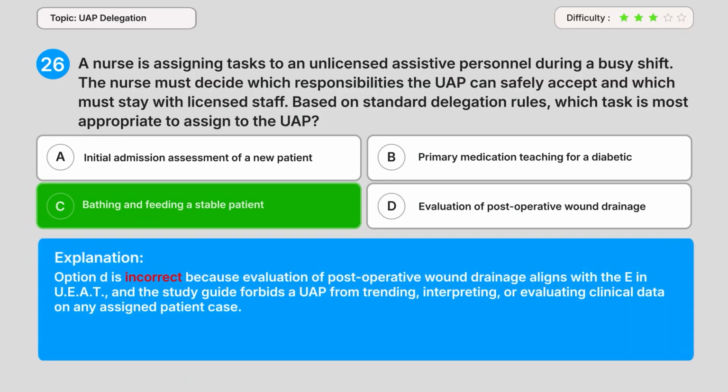Option D is incorrect because evaluation of post-operative wound drainage aligns with the E in UEAT, and the study guide forbids a UAP from trending, interpreting, or evaluating clinical data on any assigned patient case.